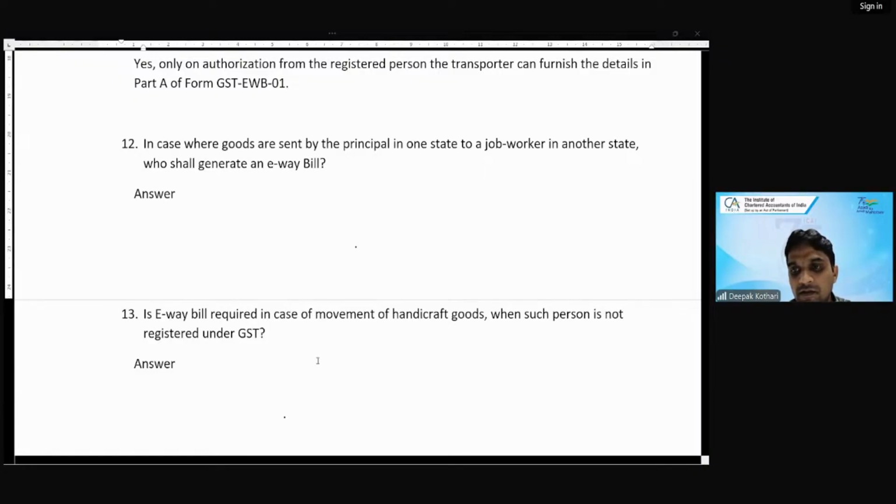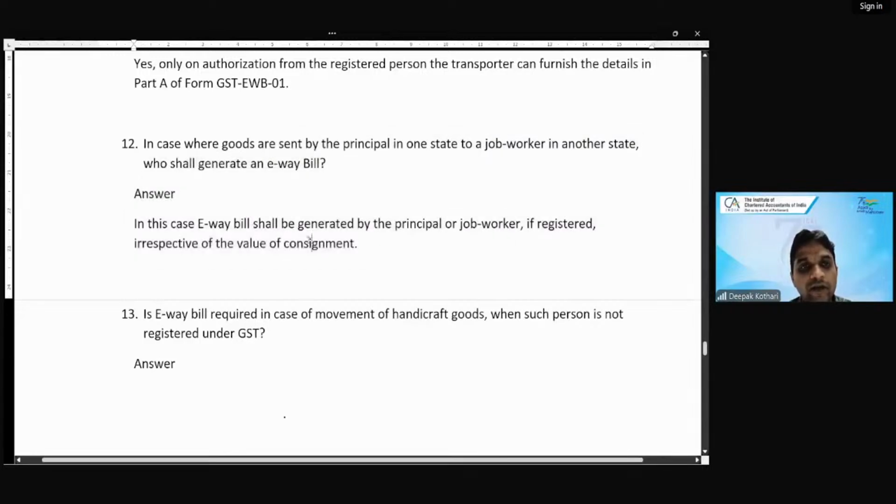Principal. Okay, a lot of answers which are contradictory. In this case, the e-way bill shall be generated by the principal or the job worker if registered, irrespective of the value of the consignment. So it can be both. Anybody can generate.